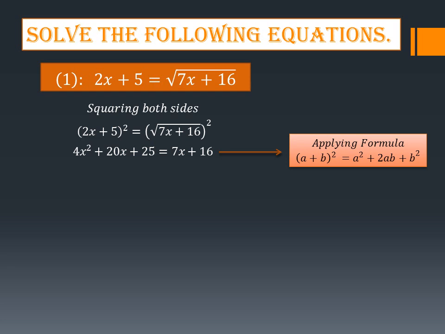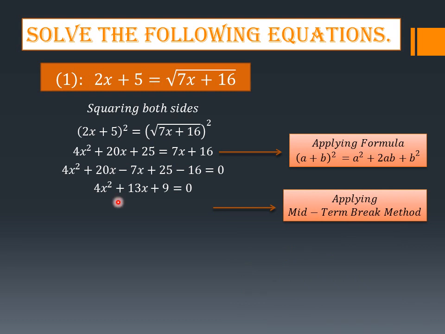As you know, we are dealing with quadratic equations, so quadratic equations must be equal to 0, so we will take all our terms to the left side of the equation, and the equation will become equal to 0. Plus 7x and plus 16 will become minus 7x and minus 16. Adding and subtracting the like terms, we will get 4x square plus 13x plus 9 equals 0.